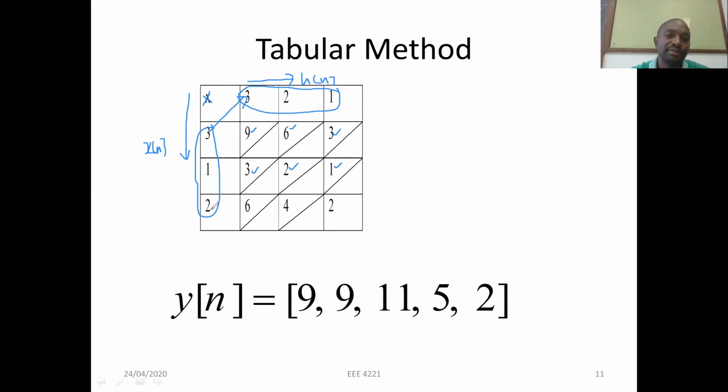Then I come to the last one, 2 multiplied by 3, I get a 6. Then 2 multiplied by 2, I get a 4. Then again, 2 multiplied by 1, I get 2. Then once I get these products in this box here, you look at this box here. Once I get these products, then I draw the lines for the first one.